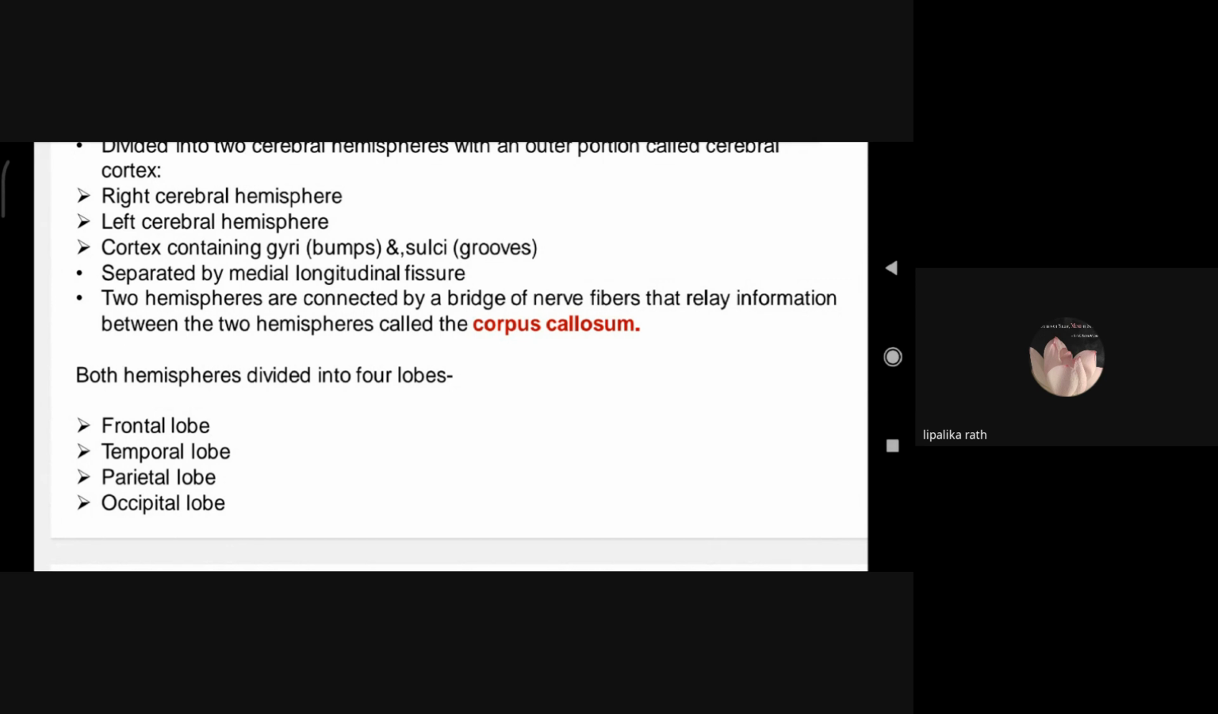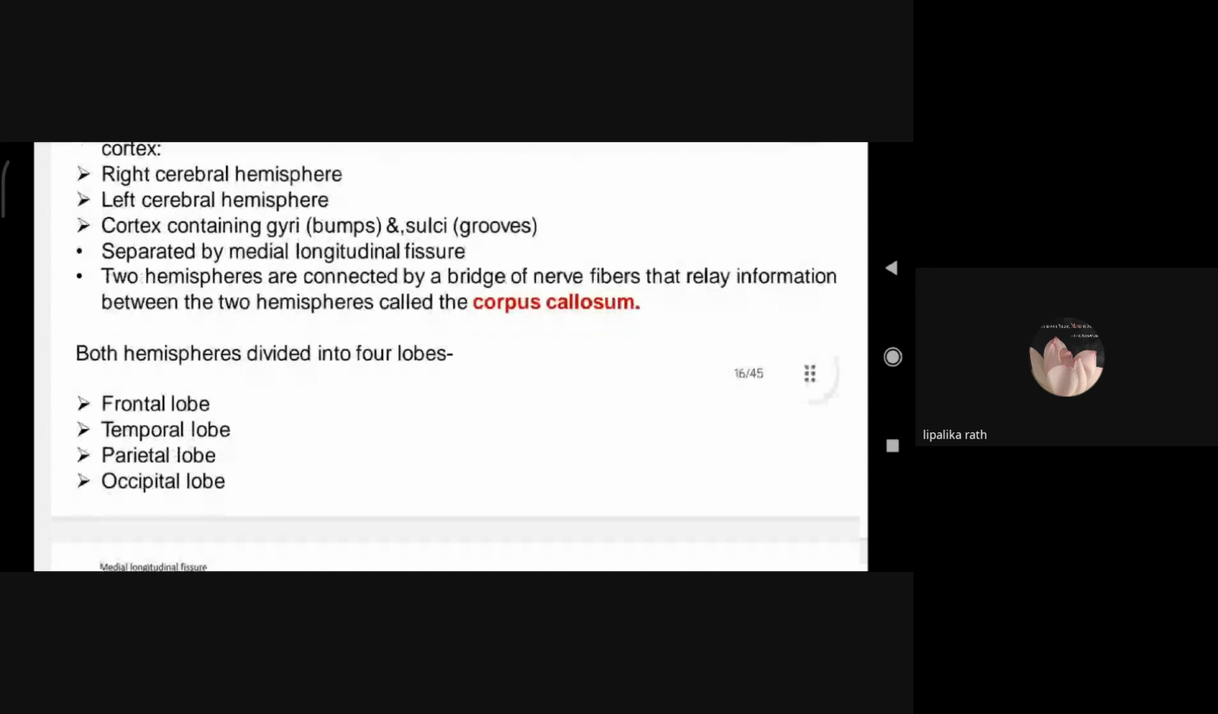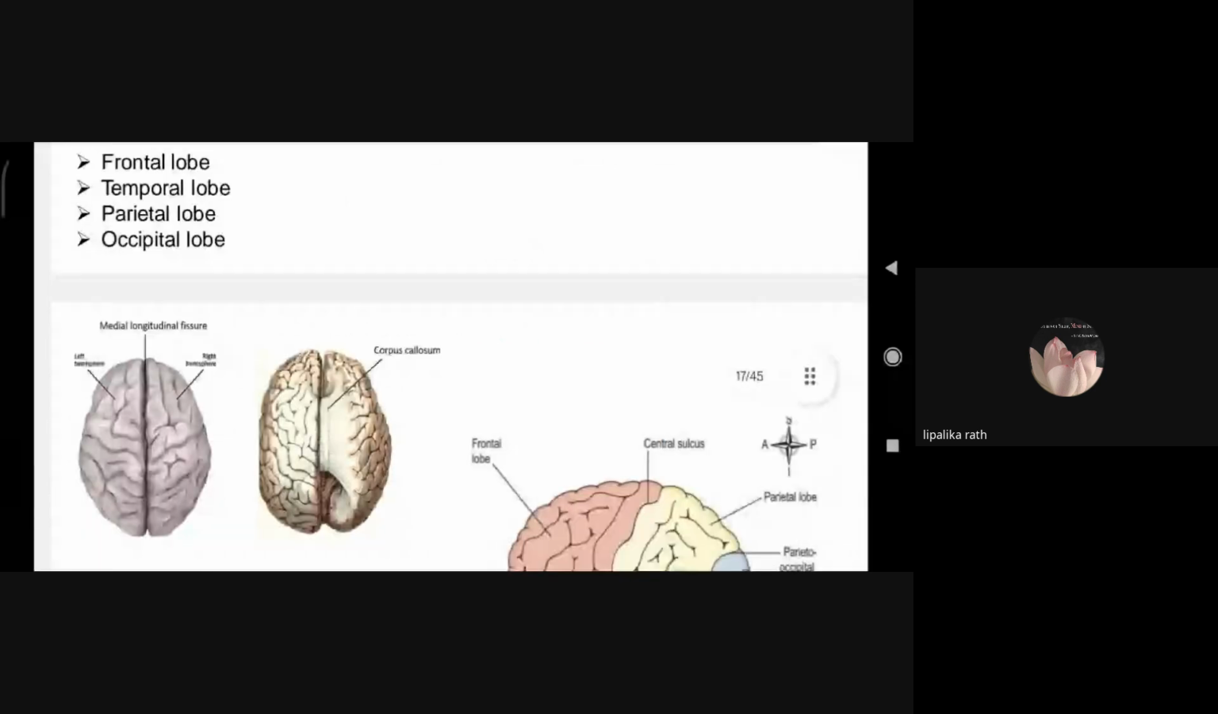There are 4 lobes, ma'am. The brain is divided into two hemispheres, right? Yes, ma'am. So the lobes are 8. In each hemisphere, these 4 lobes are present. Okay, so there are 2 frontal lobes, 2 temporal lobes, each lobe is 2. Yes.